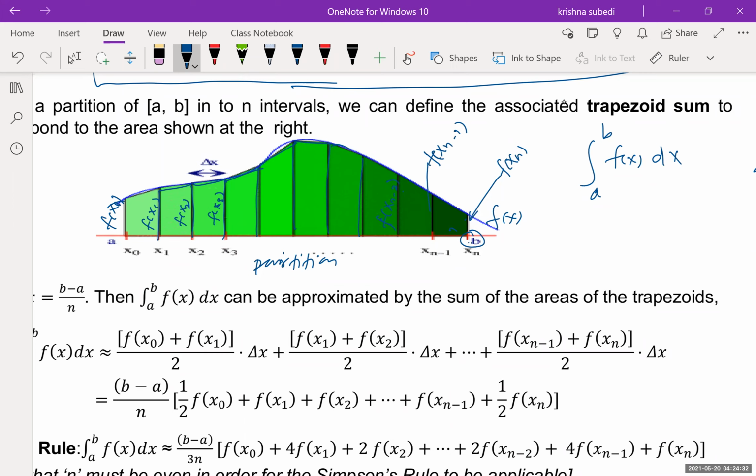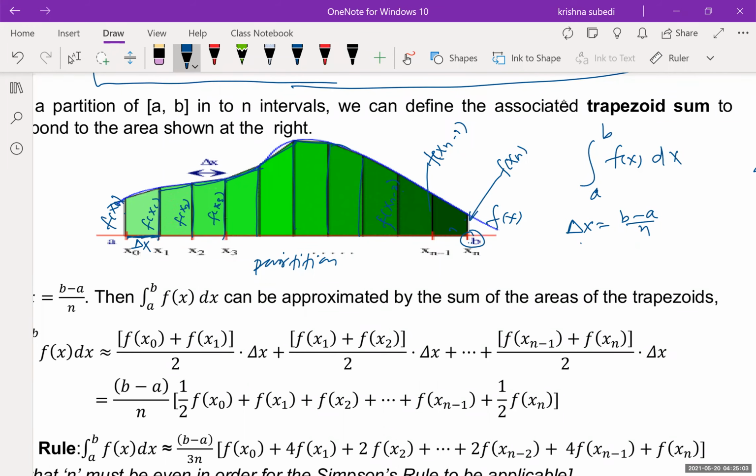Okay, now we divide this a to b into n trapezium, so the width of each trapezium is delta x. That means delta x is b minus a divided by n, just like we did in the case of the Riemann sum with the left endpoint and right endpoint methods. So delta x we can find that way.